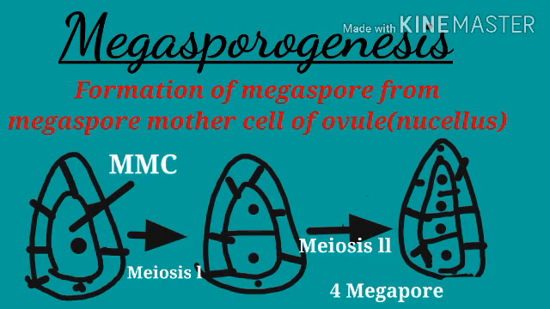Okay, next we will go to the process of development in the nucellus, which is called megasporogenesis. Megasporogenesis is the formation of megaspores from the megaspore mother cell of the ovule, that is, a nucellus cell of the ovule. Here, one of the nucellus cells, called the megaspore mother cell, undergoes meiotic division. We know meiotic division happens in two stages, meiosis 1 and meiosis 2. At the first division, the megaspore mother cell divides into two daughter cells, and then they undergo meiosis 2, and as a result 4 daughter cells are formed.